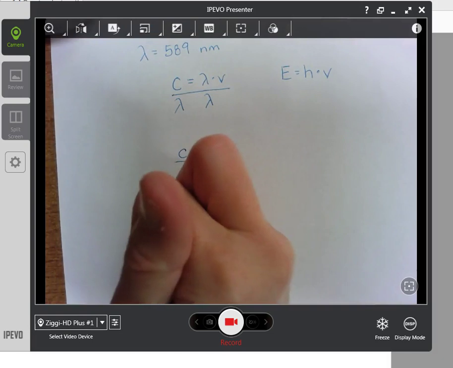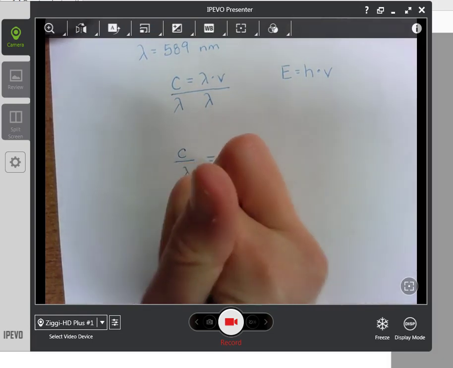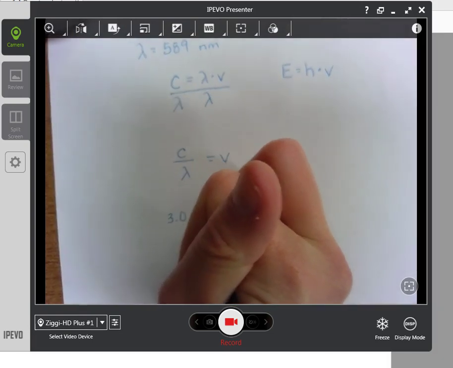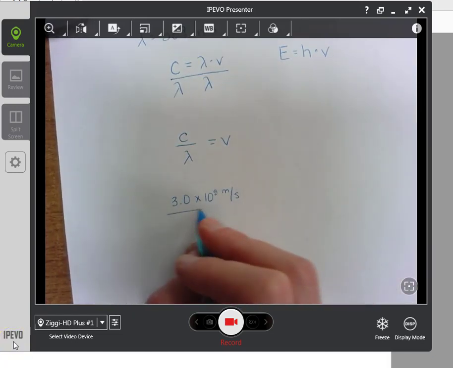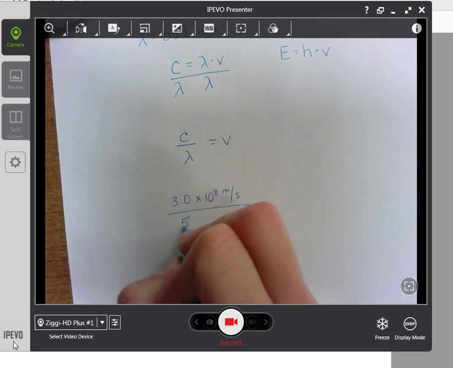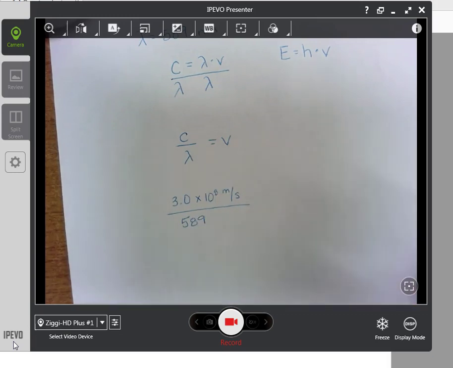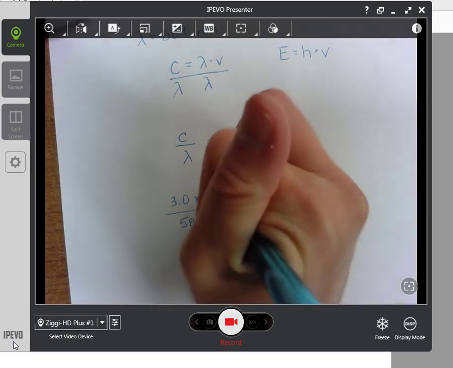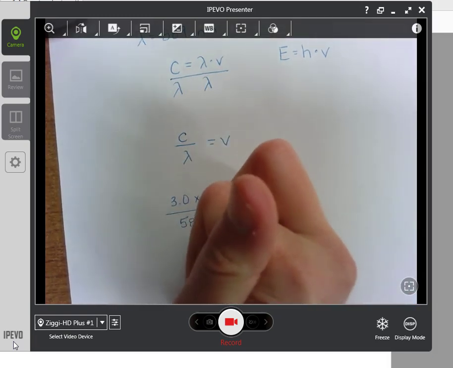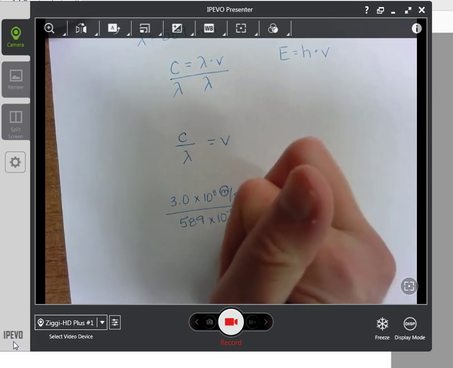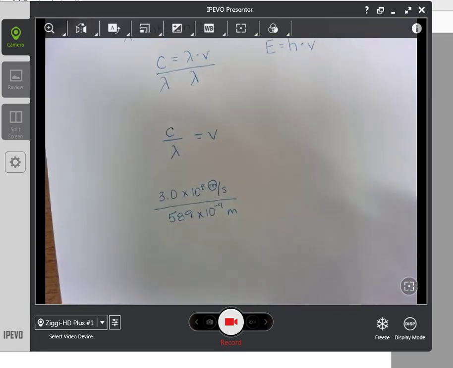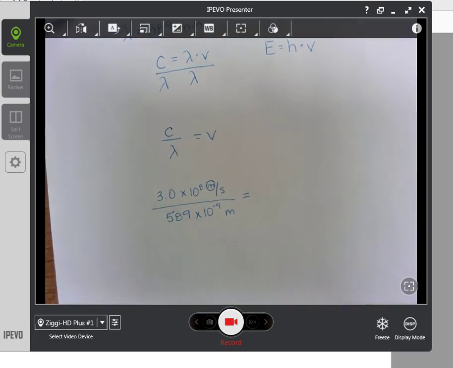And remember, speed of light is a constant, 3.0 times 10 to the 8th meters per second. And the wavelength they gave us was 589 nanometers. But our wavelength has to be in meters to match the speed of light. So remember to go to meters. We just multiply by 10 to the negative 9th. So now that's in meters. And when we do that math, that's going to give us our frequency.